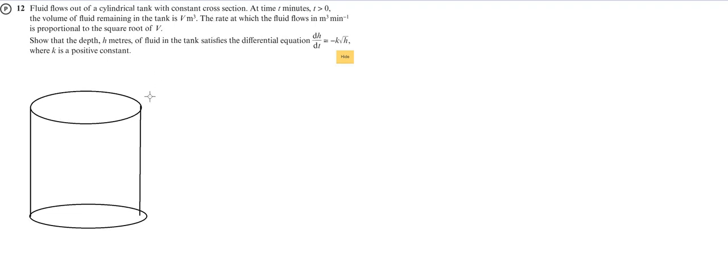Okay, right. So we've got our cylinder, and we are told that the rate at which the fluid flows, in meters cubed, so that's going to be volume, is proportional to the square root of V. The rate at which the fluid flows must be the change in volume over time as the liquid's flowing out. So we've got dV by dt, and that is proportional to the square root of V.